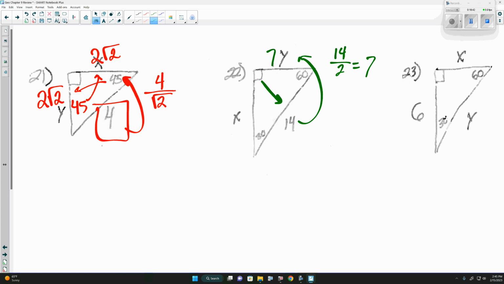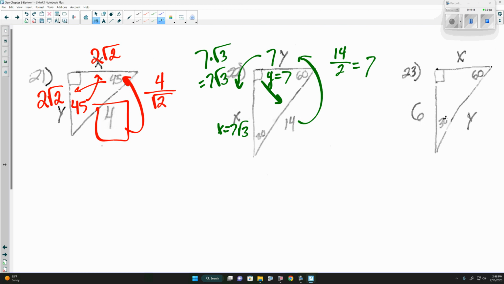Now we need to go from the short side to the side opposite 60. Which is? Multiplying by the square root of 3. So x is 7 square root of 3. Because that's all we're doing. We're going back to the short side and then going from there. Y is 7, x is 7 square root of 3.